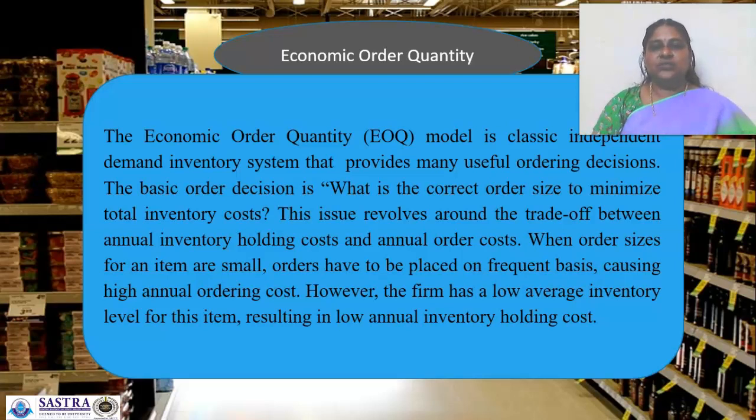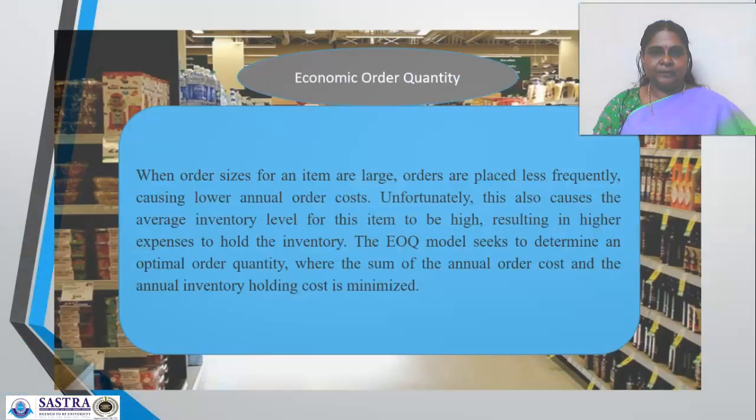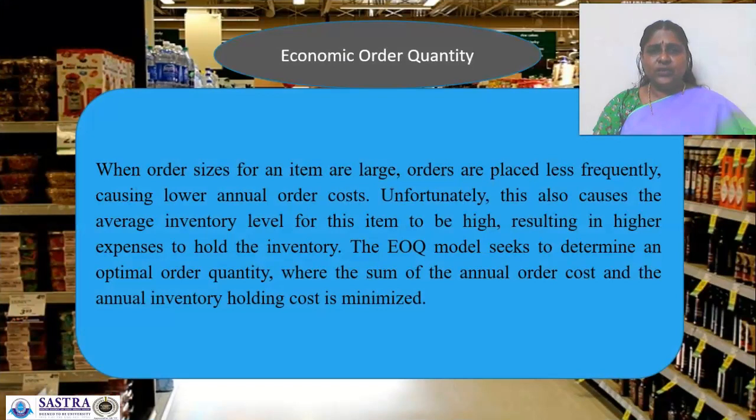When order sizes for an item are small, orders have to be placed on a frequent basis, causing high annual ordering cost. However, the firm has a low average inventory level for this item, resulting in low annual inventory holding cost. When order sizes are large, orders are placed less frequently, causing lower annual order cost. Unfortunately, this also causes the average inventory level for this item to be high, resulting in higher expenses to hold the inventory.